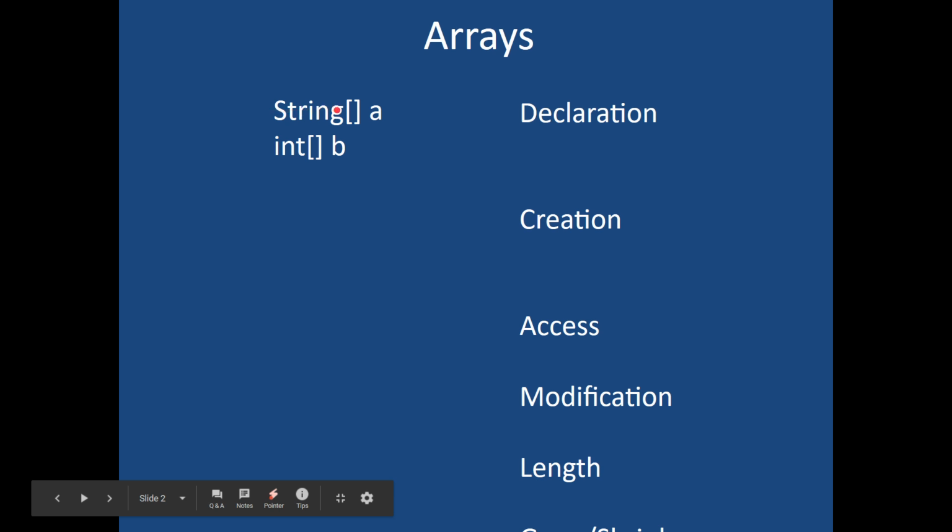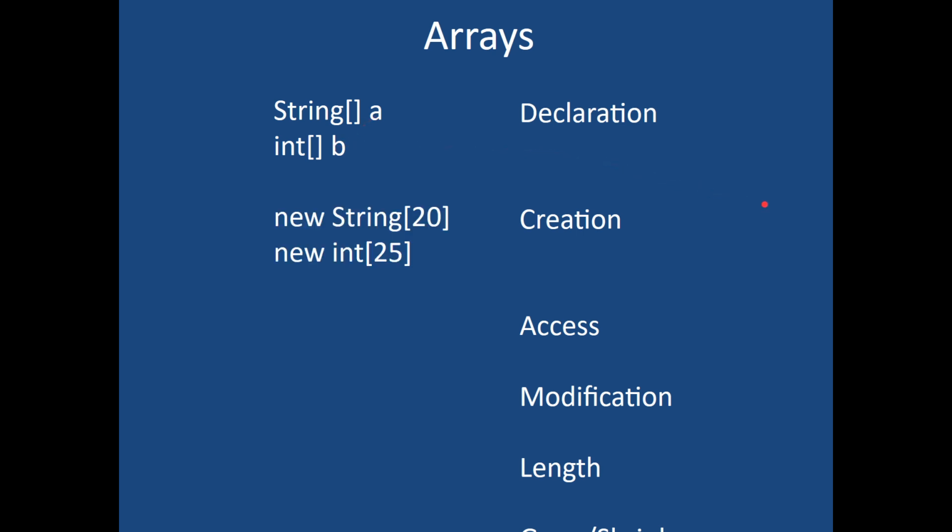You say string followed by square brackets. So you have a type name followed by square brackets. That says I want an array of the type. So that says array of string. This says array of ints. Or you can think of it as string array, int array. And then we've got a variable A, a variable B. A is going to be holding a string array, B is holding an int array.